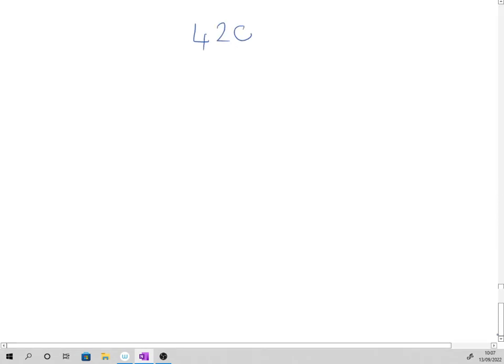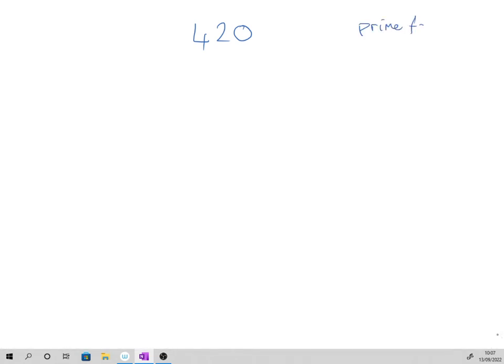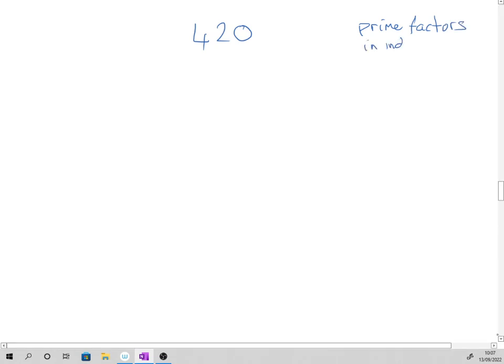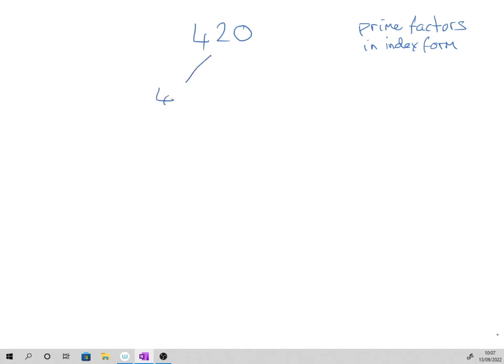So let's look at this number. This is huge. How can we find the prime factors? Express this number as prime factors in index form. Last one. Now remember, we can use any numbers we like. Because this ends with a 0, I'm going to go 42 times 10. Now over here I can factorize this. I can go 2 times 5. And remember, 2 and 5 are prime numbers. So we'll ring round them.